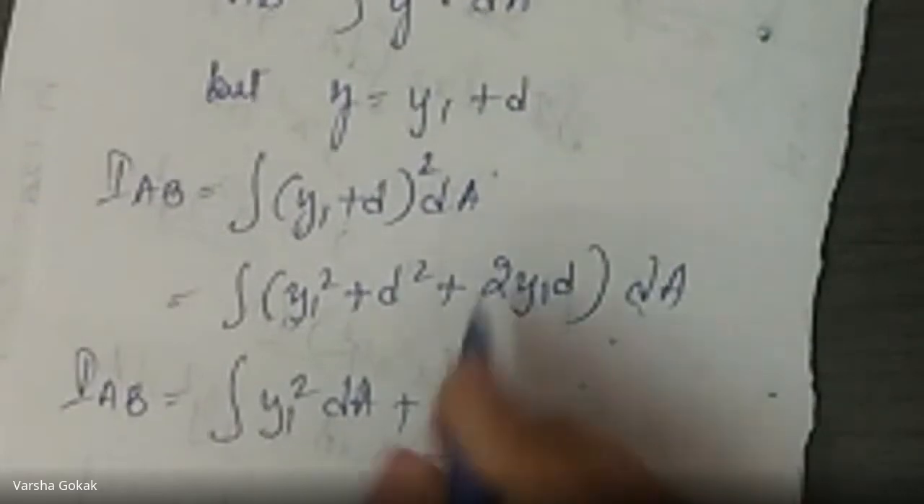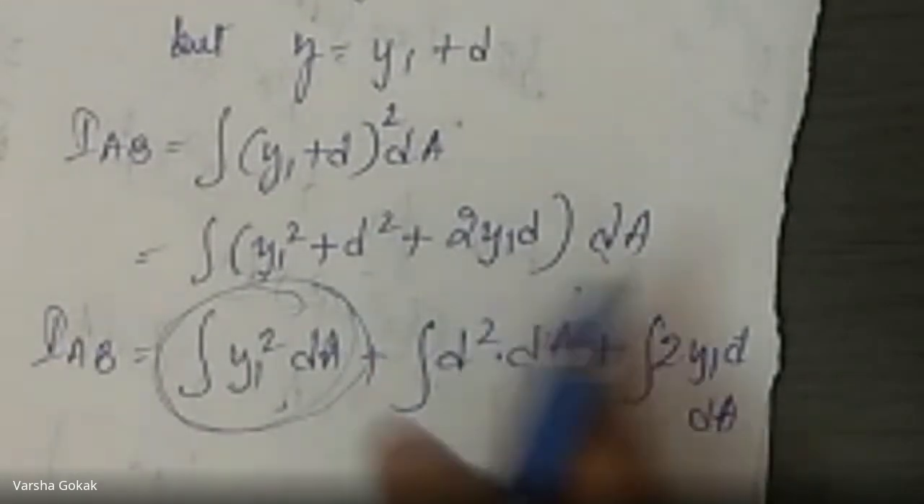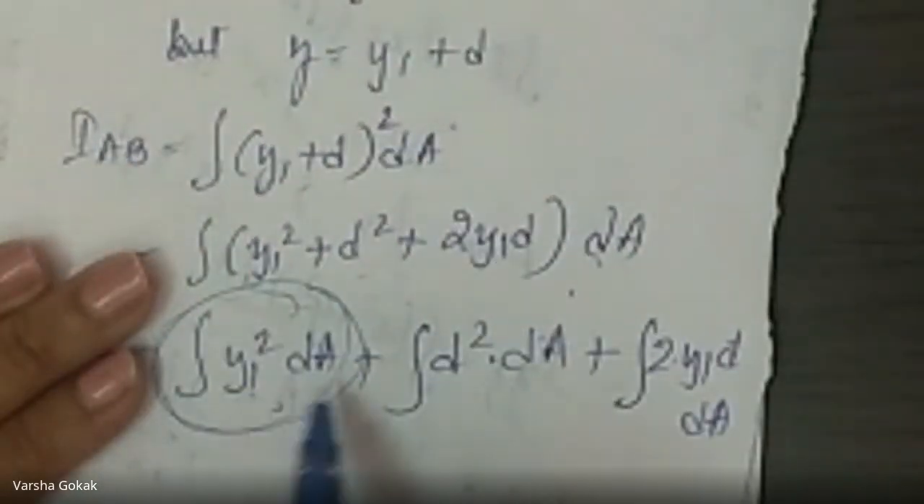So now IAB becomes what? Integration of y1 square into dA plus integration of d square into dA plus integration of 2 y1 d into dA. Simply open the brackets, nothing extra. Now, what do you understand by this? Where is this generalized equation? Forget everything. Integration of y square dA is what?